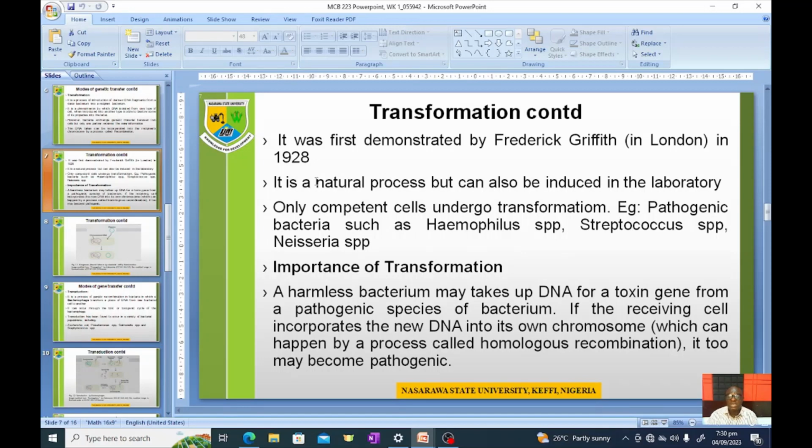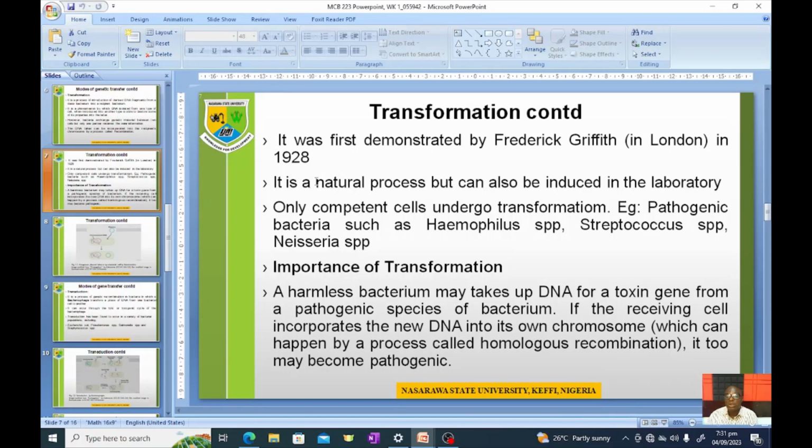The importance of this transformation. Imagine a harmless bacterium taking up DNA of a toxic gene from a pathogenic species of bacterium. If the receiving cell incorporates this new DNA, which is this toxin gene, into its own chromosome, which can happen in a process we call homologous recombination, it too, that is the receiving bacterium, may also become pathogenic. And so that is the importance of this.